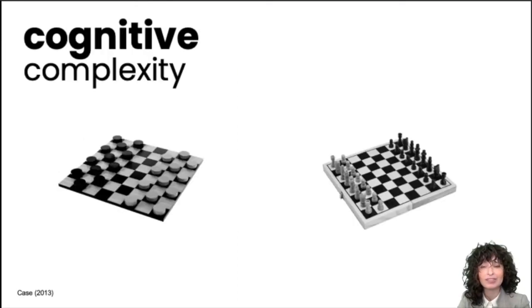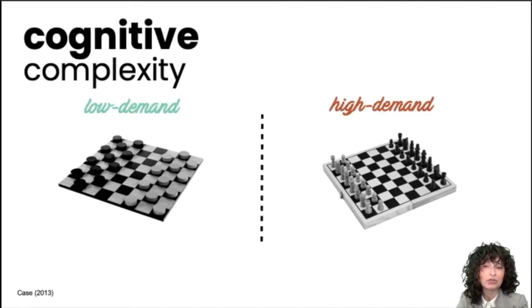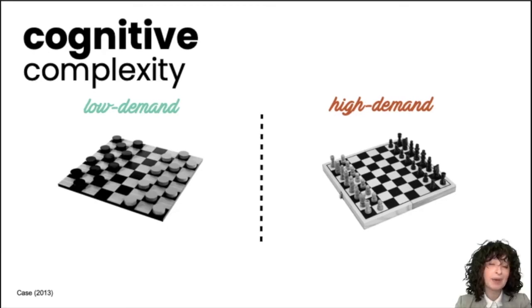Another way to think about cognitive complexity is to consider it in terms of cognitive demand. Checkers and chess use the same higher order cognitive skills, but because of the complexity and ambiguity of the rules and strategies, chess requires a more demanding level of those cognitive skills. It is possible to create low demand, higher order tasks in order to help students develop both their knowledge base and their ability to use these complex cognitive skills.